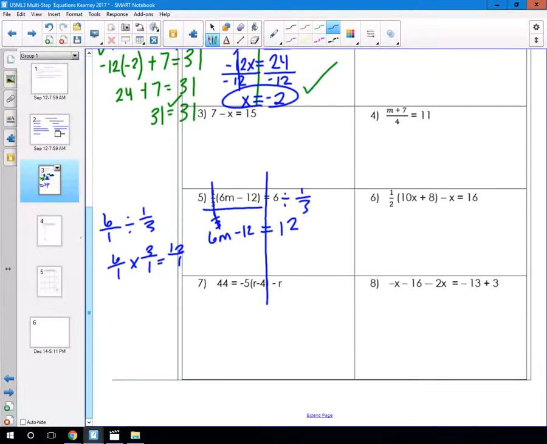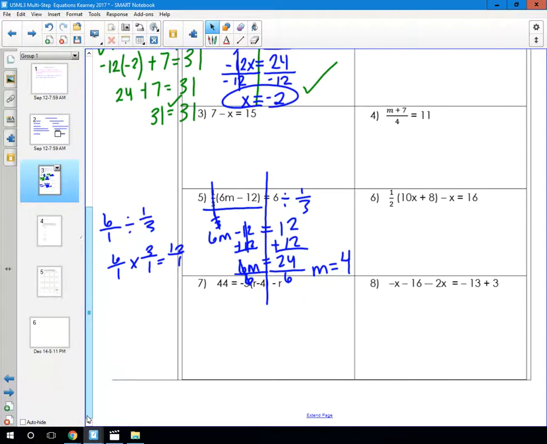Okay? So now, what's the last thing that happened to m here? We subtracted 12. So the first thing I'm going to do is I'm going to use inverse operations to undo that. So I'm going to add 12, add 12. So we're left with 6m equals 24. And then what's happening with 6 and m? They're being multiplied. So I'm going to do the inverse operation and divide by 6. So m equals 4.